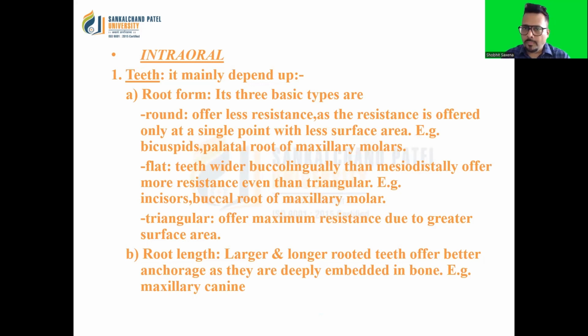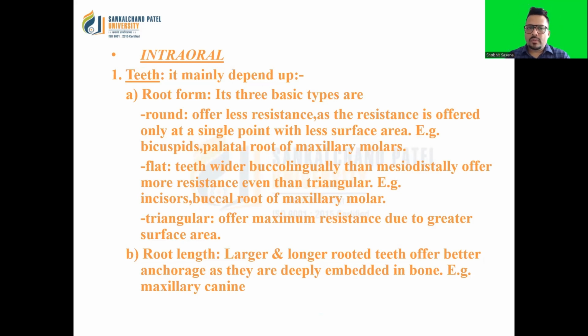First one is the root form. In root forms, there are basically three types, as we have already studied in the second year. We'll just go through it: the round, flat and triangular. So the round root form: teeth having a round root form offer less resistance, as the resistance is offered only at a single point with less surface area.